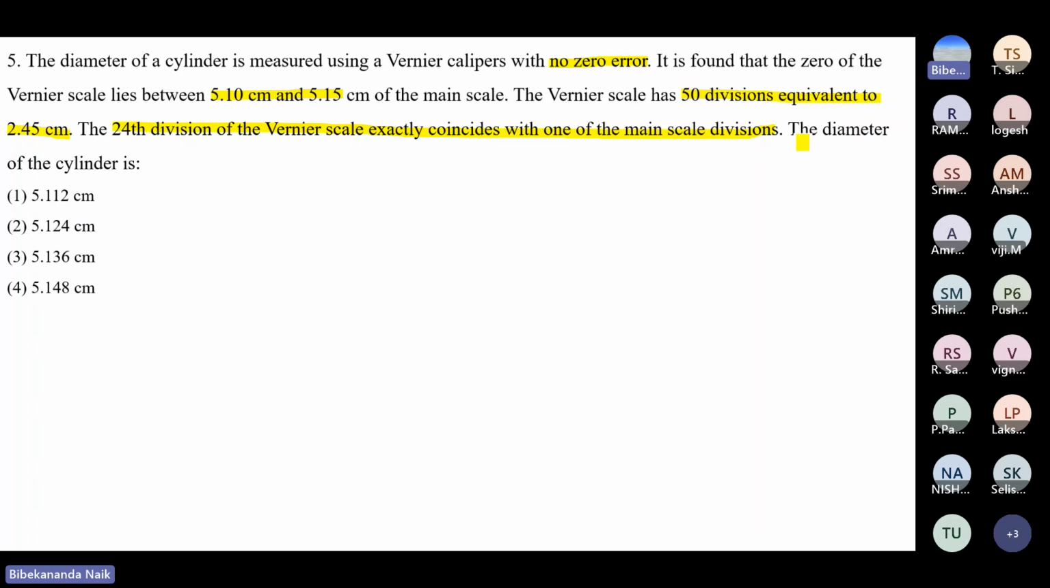Now we want to find out the diameter of the cylinder. So this is a bit of a tricky question. I will give you a few minutes to solve this, and after that I will solve it. So please try and tell me the answer.